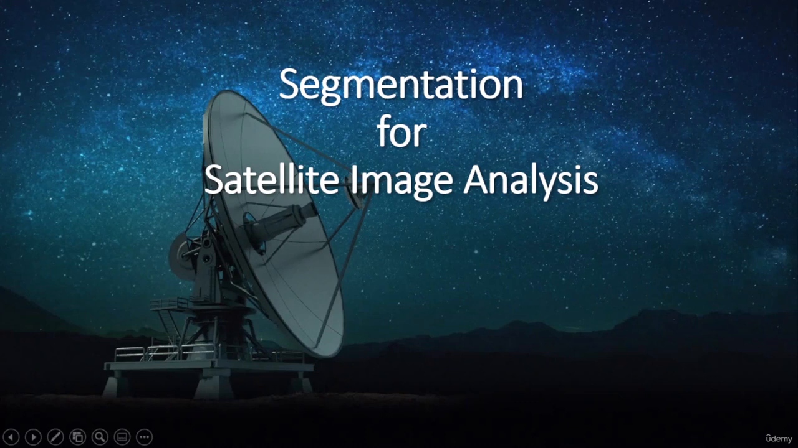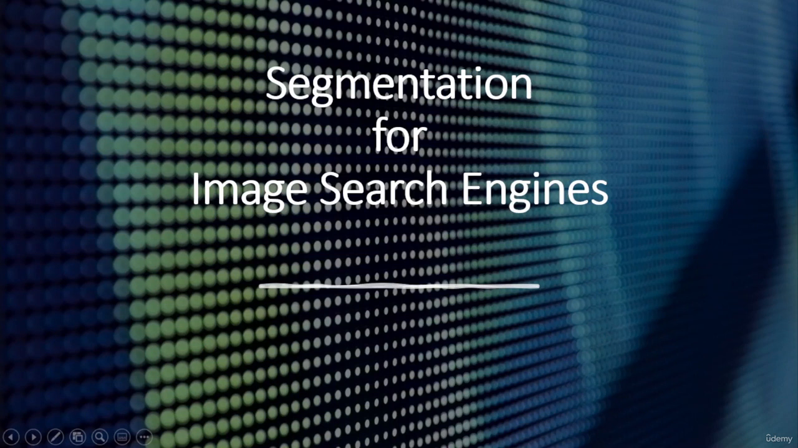So overall, semantic segmentation can provide valuable information for satellite image analysis. Semantic segmentation can be used in image search engines to help users find and retrieve specific images from a large collection of images. By applying semantic segmentation to images, the system can automatically segment and classify different regions or objects within the image. This information can then be used to improve image search capabilities by allowing users to search for images based on the objects or regions present within them.